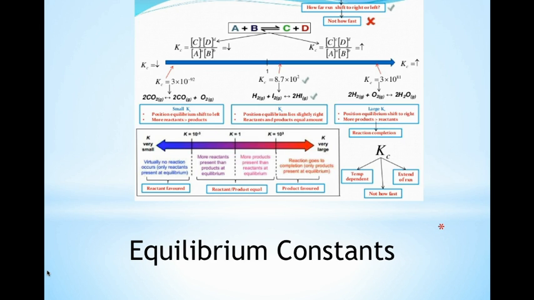Equilibrium constants are an indication of the concentrations of the products related to the concentration of the reactants. This table may be helpful in giving you an idea of how equilibrium constants change based upon temperature and based upon the speed of a reaction, whatever that reaction may be.